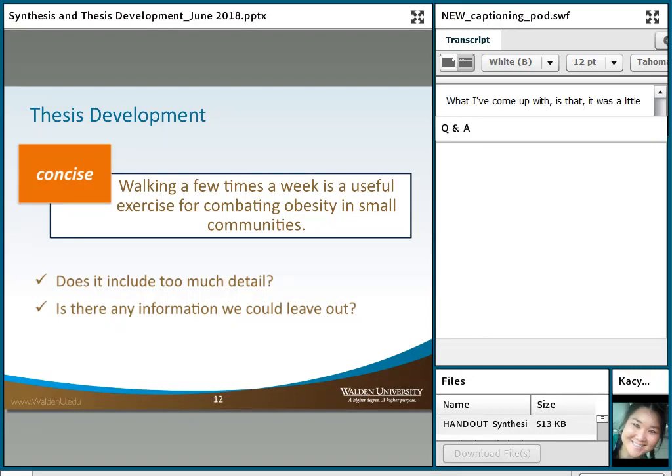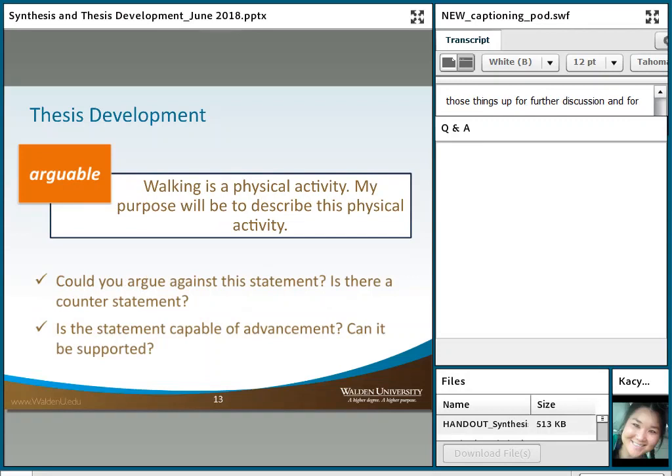And what you might come up with, or what I've come up with at least, is that it was a little bit too specific. So here I've changed it to: walking a few times a week is a useful exercise for combating obesity in small communities. This allows you to branch out your research, perhaps if you want to talk about other communities aside from Toma. It allows you to consider maybe people are walking faster, maybe they're walking slower, maybe they're walking more or fewer than 3 times a week. You're opening all of those things up for further discussion and for more information for your reader.